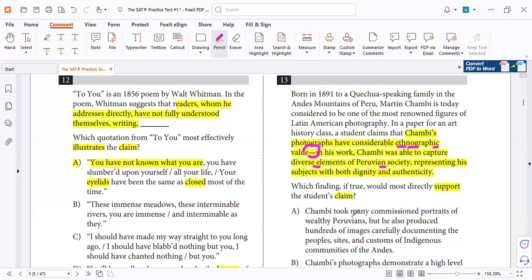He said he took many commissioned portraits of wealthy society. But he also, look, not only, but also produced hundreds of images, carefully documenting the people, the sites, the customs, examples of ethnographic value, examples for diverse elements of society. That means A gives an example. But wait, why wait? Because perhaps you have a stronger answer.